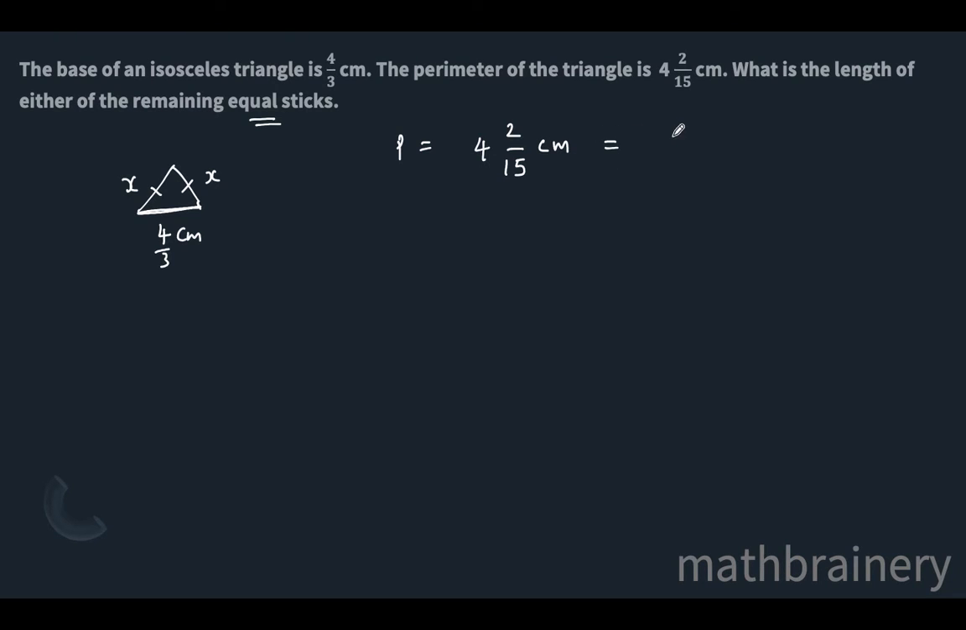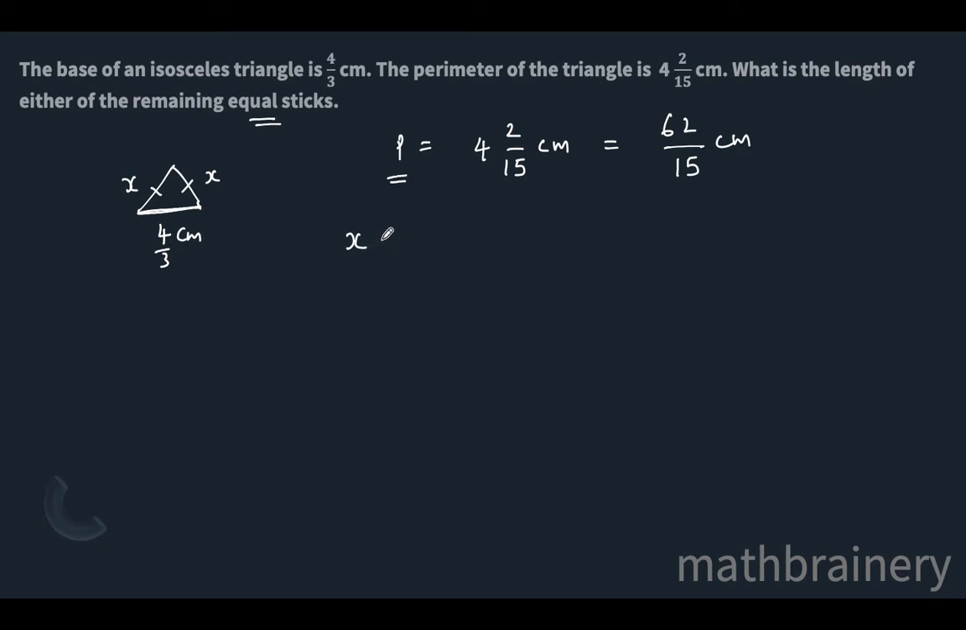Let's convert this into an improper fraction, which must be 15 times 4, 60. 60 plus 2 is 62. So this is 62 by 15 centimeters. But what is actually perimeter? Perimeter is nothing but the sum of all the sides of the triangle.